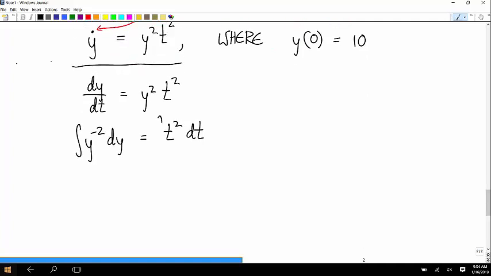And I'm going to integrate both of these. So we get y to the negative 1 over negative 1 is equal to t cubed over 3. And each of these has a constant of integration. I can just combine those into a single constant because they're both arbitrary, so I'll just call this plus c.